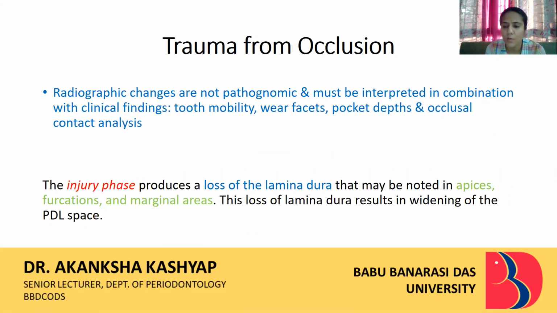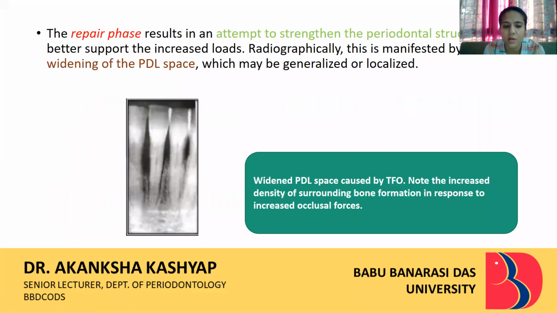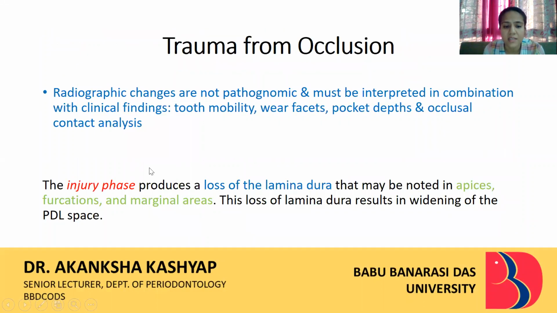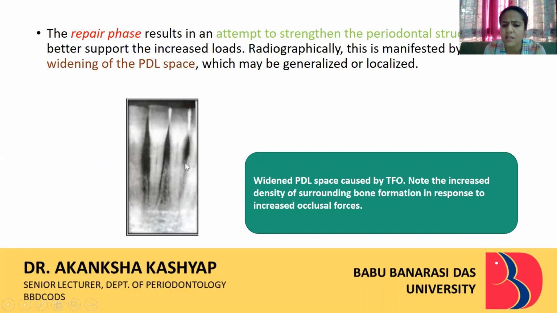Now coming on to trauma from occlusion. For trauma from occlusion, the radiographic changes are not very pathognomonic and they must be interpreted in combination with the clinical findings like tooth mobility. We should look for wear facets and whether a pocket is present or not, and then appropriate occlusal contact analysis should be carried out. In the injury phase of trauma from occlusion, it produces a loss of the lamina dura. You can see there is loss of the lamina dura, and it is more noticeable in the apices, in the furcation areas and in the marginal areas. Then in the repair phase, there is an attempt to strengthen the periodontal structure.